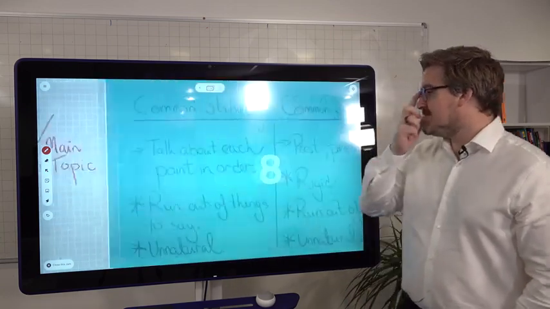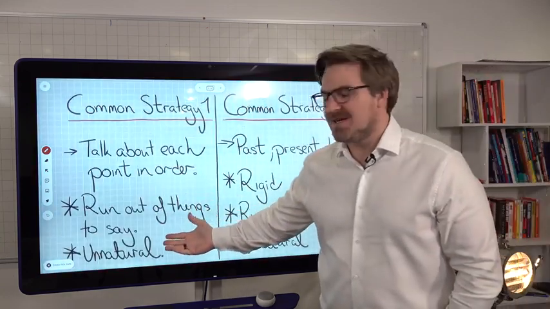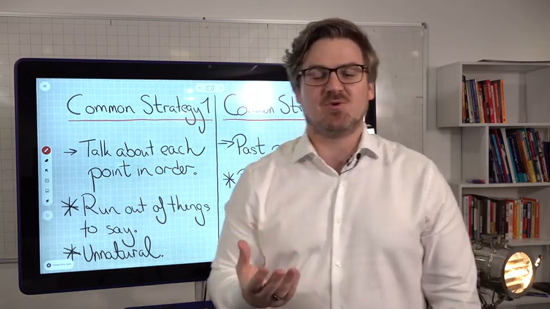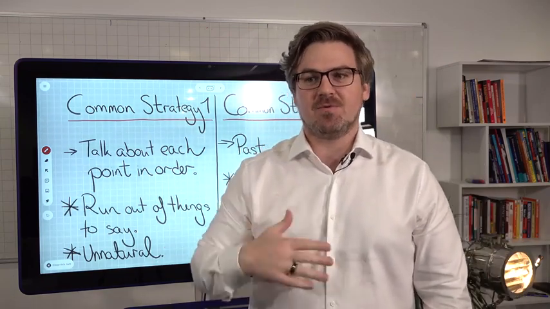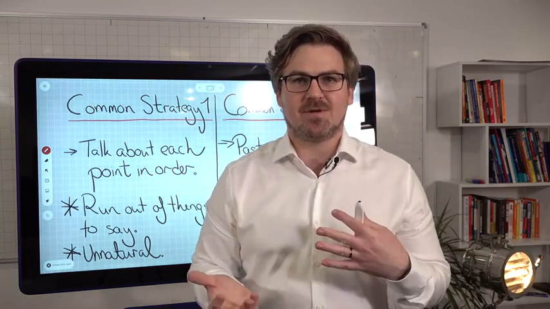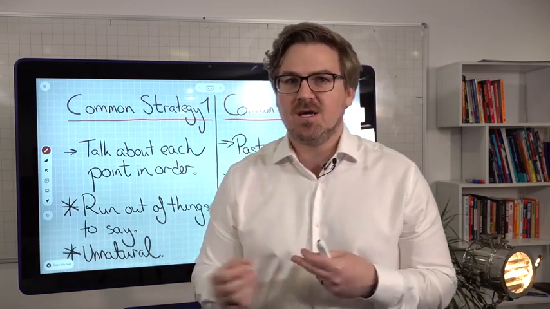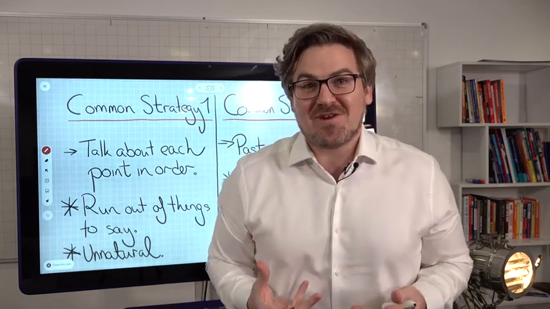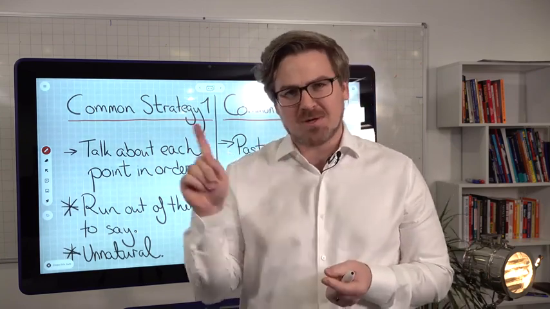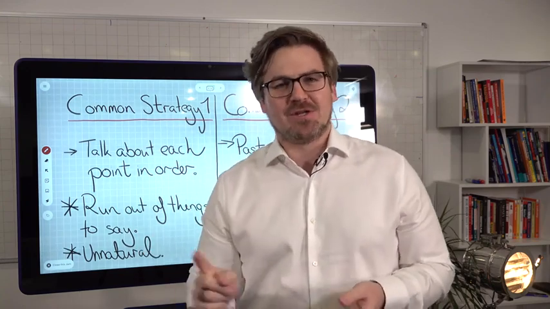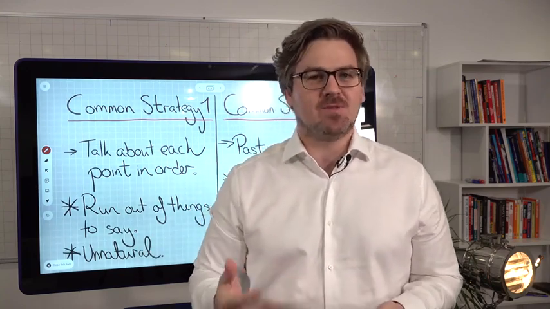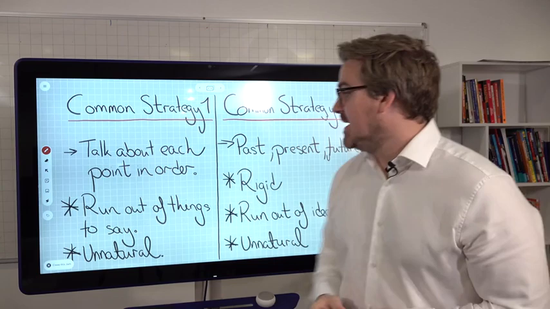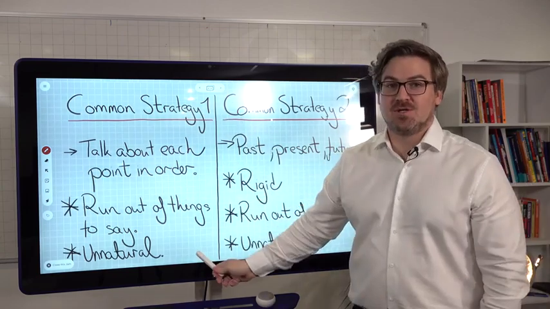So you're going to run out of things to say, and it's also a very unnatural way of talking to someone. Remember, the goal is to talk to the examiner as if they're a friend or a colleague. You don't normally talk to a friend by saying, let me look at a bullet point, and then let me look at another bullet point. It's not going to help you speak fluently and coherently. It is kind of the worst thing that you can do.